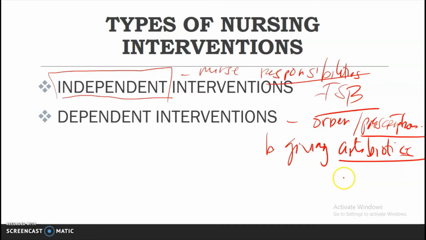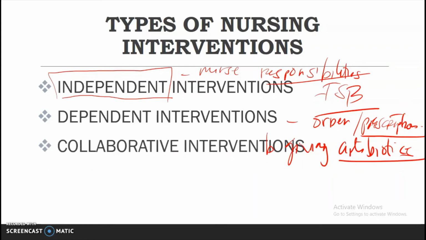Pag sinabing 7 days dapat i-take, after 3 days, naubos na or wala na siyang symptoms, ini-stop niya na mag-take ng antibiotics. Then the infection may reoccur, so the patient may develop yung tinatawag nating antibiotic resistance. Kaya ngayon po, a person cannot buy antibiotics without any prescription. So that is an example of a dependent nursing intervention.